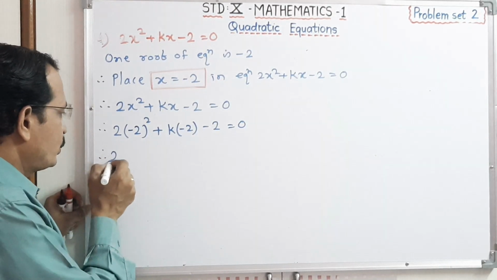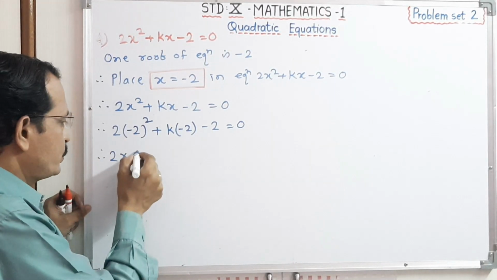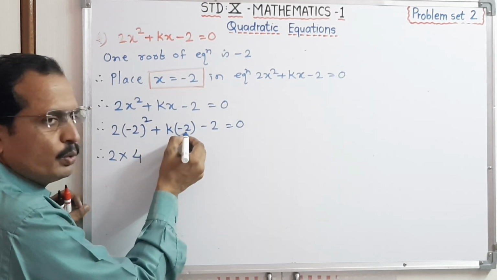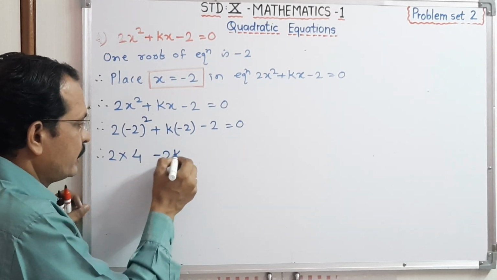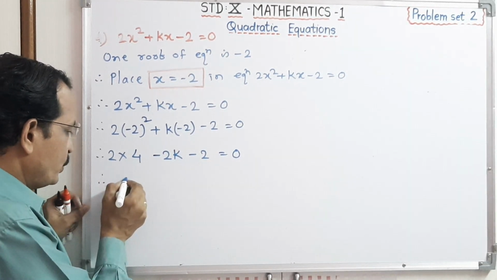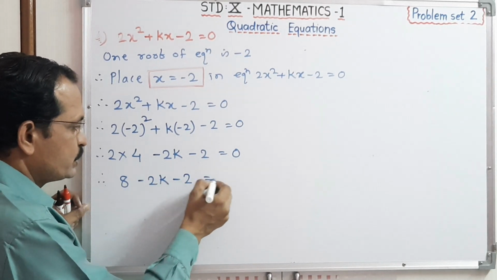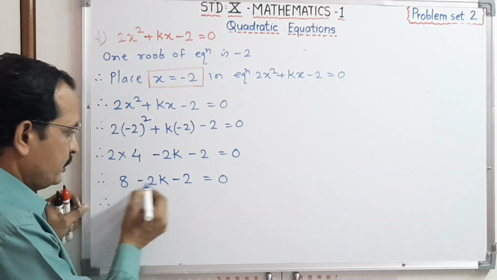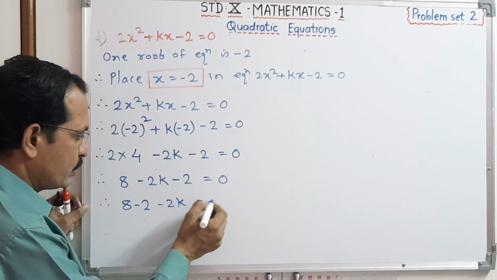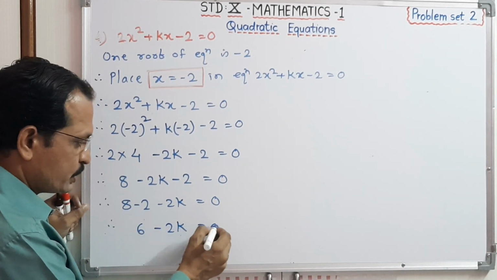Now see here, 2 into square of minus 2, and square of minus 2 is 4. This plus k into minus 2 is minus 2k, minus 2 equal to 0. 4 into 2 is 8 minus 2k as it is, and this minus 2 is equal to 0. Now 8 minus 2, we can write like this, 8 minus 2 minus 2k is equal to 0. Dear student, it is 6 minus 2k is equal to 0.